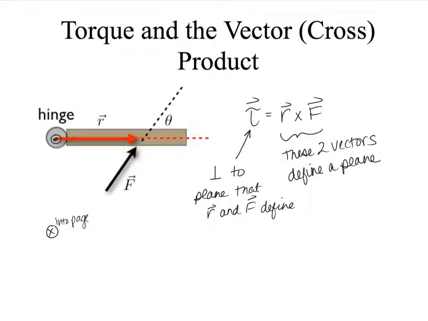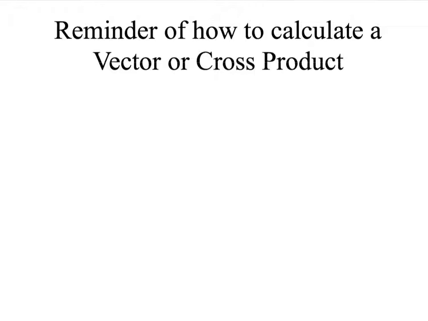So, torque, the vector, or anytime we take the cross product of two vectors, the product is perpendicular to those two vectors that we took the cross product of. And we use the right-hand rule, which we will talk about in class, because I'm not going to show you here. But another thing that I wanted to remind you of is how do we find the cross product?